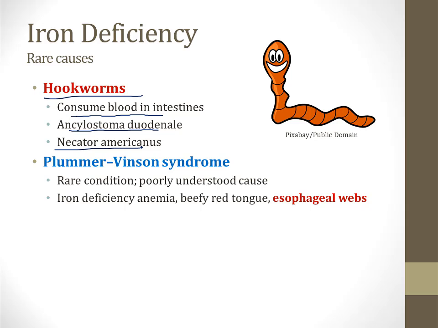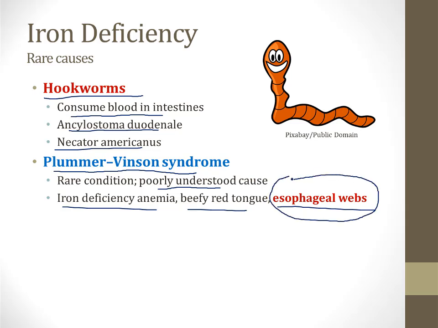Another rare cause of iron deficiency anemia is Plummer-Vinson syndrome. This is a rare condition that has a poorly understood cause, but it results in a classic triad of iron deficiency anemia, a beefy red tongue, and the presence of esophageal webs. Esophageal webs are the very unusual feature of this disorder. I talk about it in the GI modules on the esophagus.